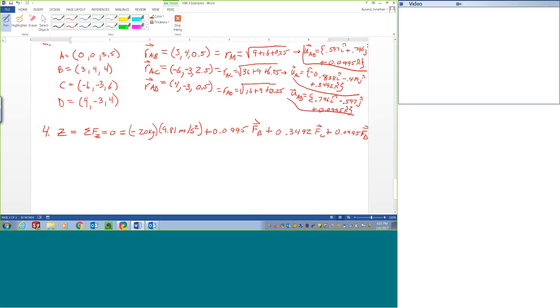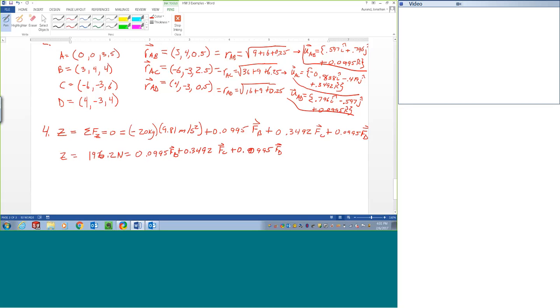If I compute this and move it over to the other side, I find that this is down to 2.5 newtons equals that part, so 0.0995 FB plus 0.3492 FC plus 0.0995 FD.